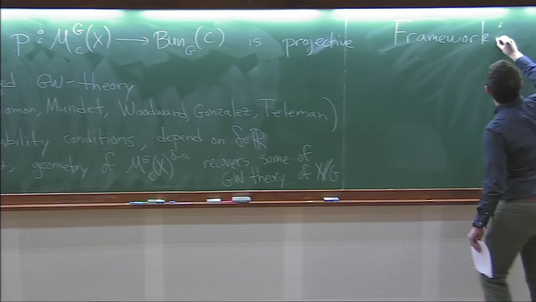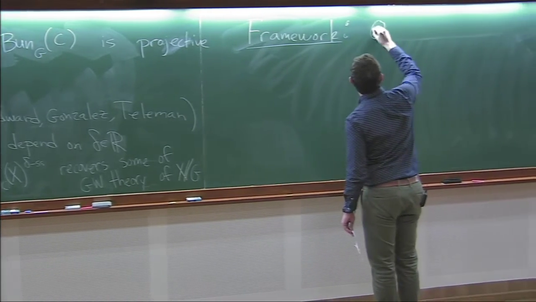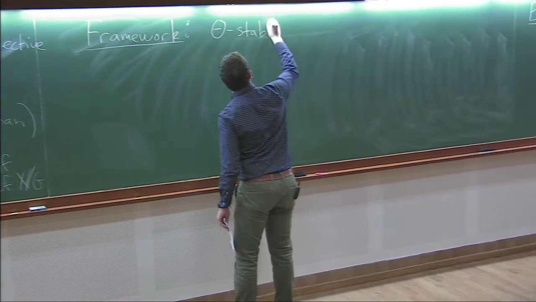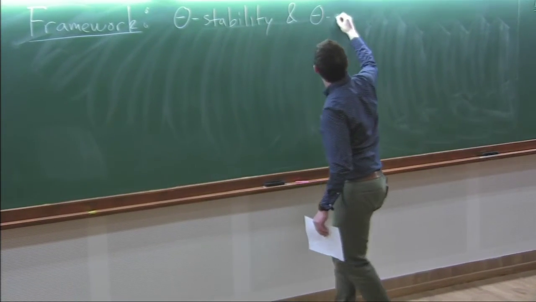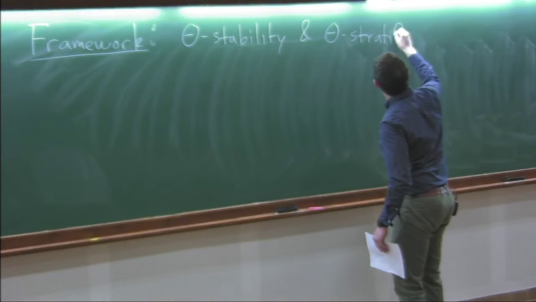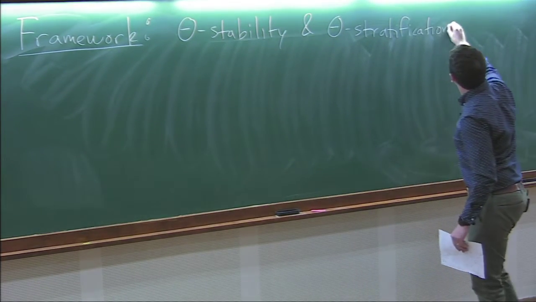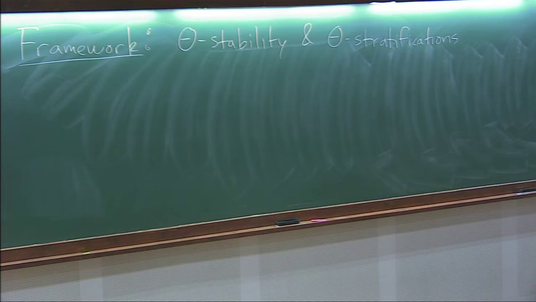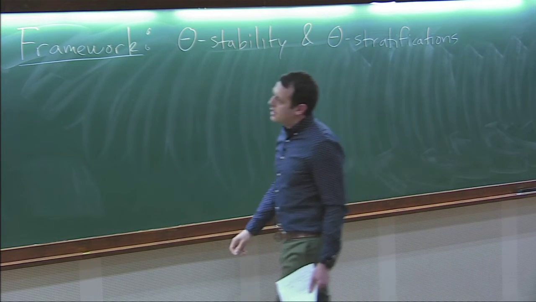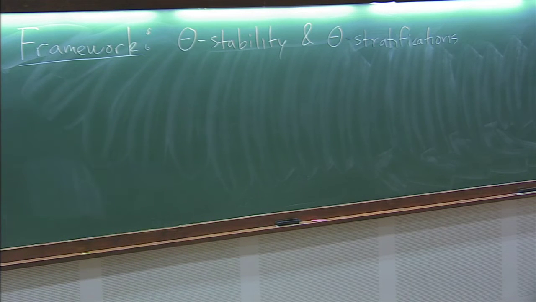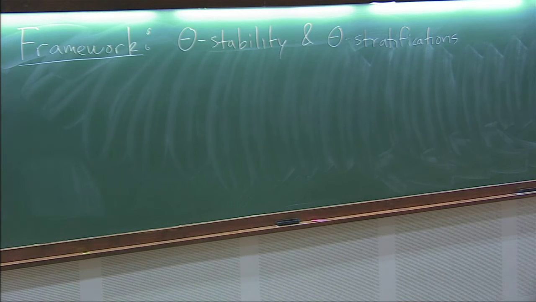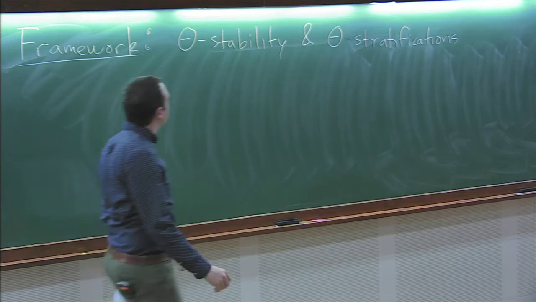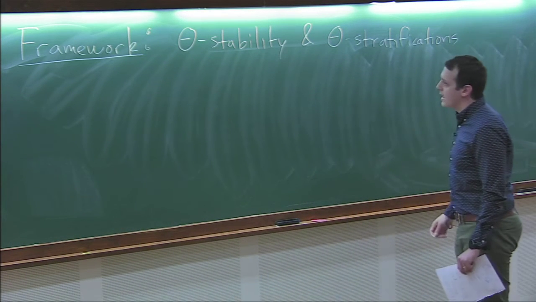So the framework that I'm going to be discussing today is called Theta stability and Theta stratifications. And so the idea is that this is not the moduli of G-bundles, but what if we were trying to look for an analog of the Harder-Narasimhan stratification for this stack here? That's sort of what this theory is meant to be answering.